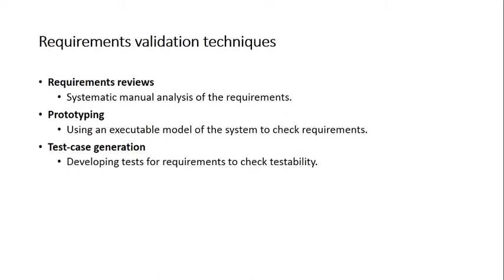Now what are the techniques used for validation? The first technique is requirements review. Whatever requirements you have gathered, you manually analyze them. Review is just a sort of audit, you are checking it manually. Second is prototyping, using an executable model of the system to check requirements. We have seen the prototype model. We make a working model of the system with those requirements and get it evaluated by the customer. So that is also a sort of validation. We give it to the customer to get a better understanding of the requirements, or more requirements if the customer wants to add.